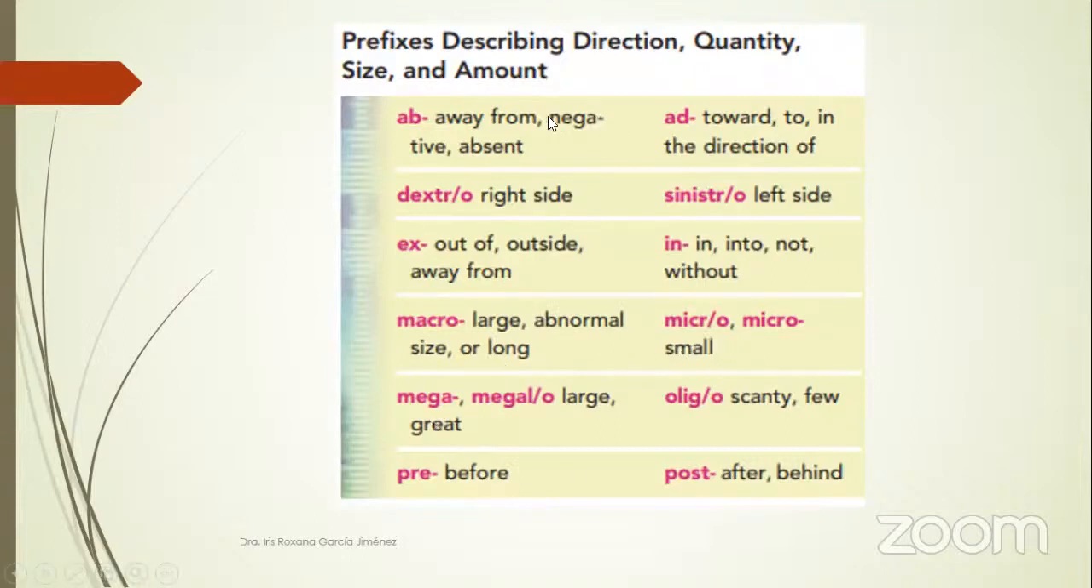Check all of this information. It's the same as in Spanish. That's why it's easy to catch the meaning. For example, dextro, the right side, sinistro, the left side. It's in English. Looks like Latin, but no, it's in English.